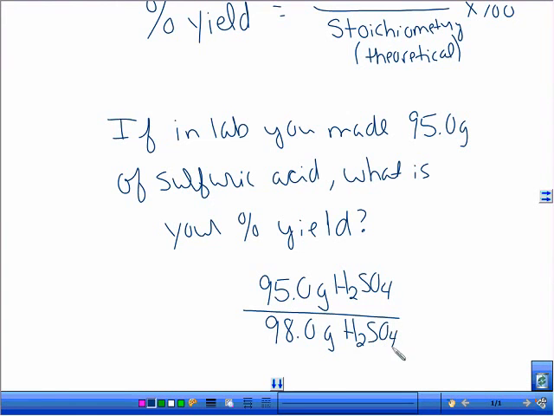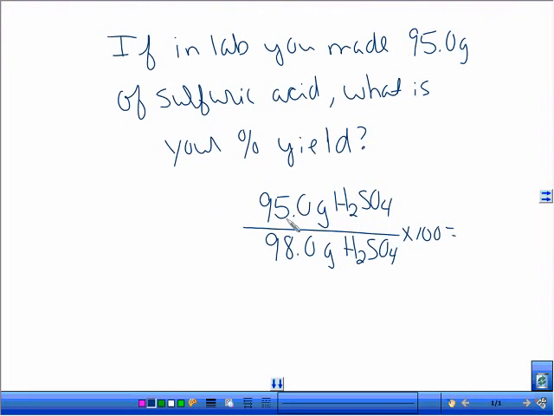This is stoichiometry. You would have done a stoichiometry problem for that. And you multiply it by 100. You actually did pretty well here. If you take 95 divided by that, you get that you were 96.9% with your yield there. So that's actually a very good yield. Most companies are around 80%. I think that's working pretty well.